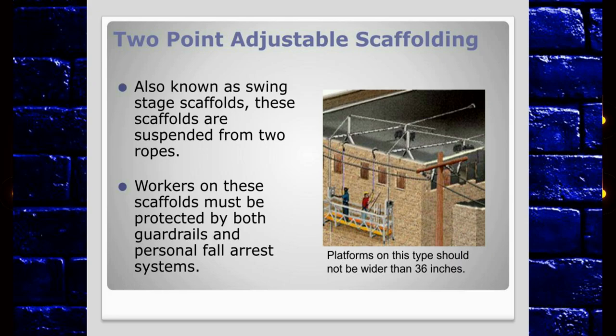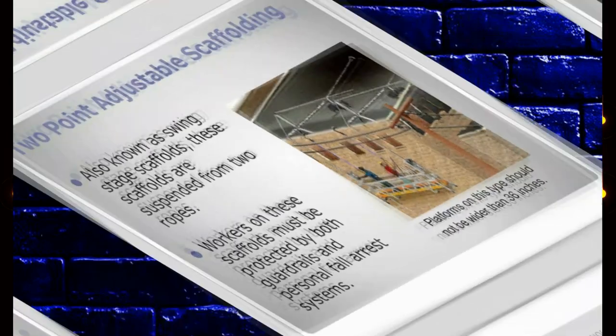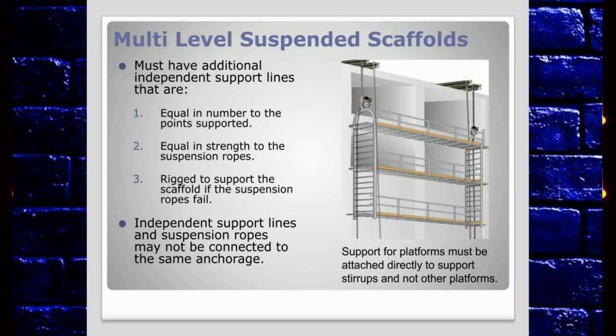Platforms on this type should not be wider than 36 inches. Multi-level suspended scaffolds must have additional independent support lines that are equal in number to the points supported, equal in strength to the suspension ropes, rigged to support the scaffold if the suspension ropes fail. Independent support lines and suspension ropes may not be connected to the same anchorage. Support for platforms must be attached directly to support stirrups and not other platforms.